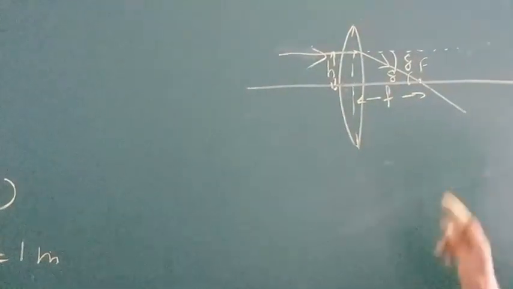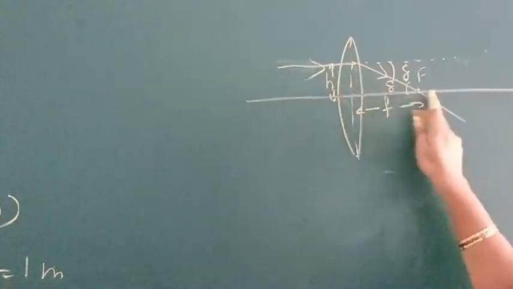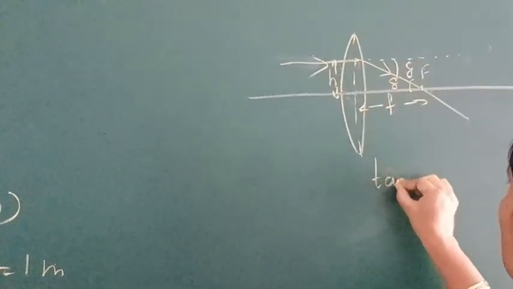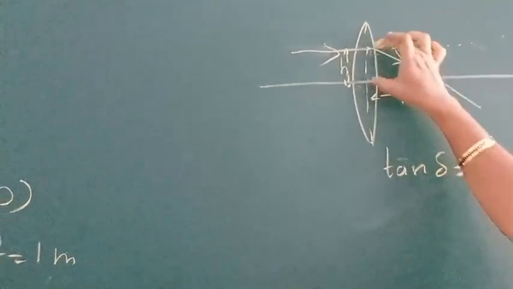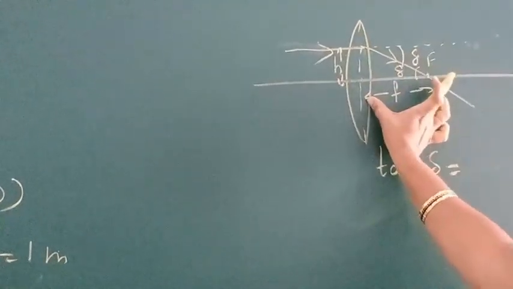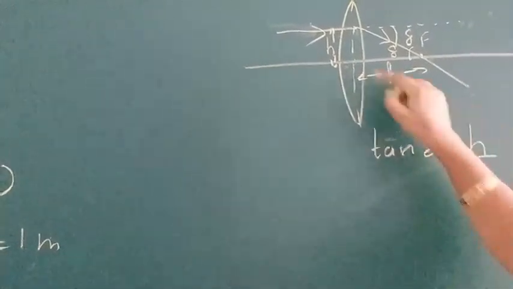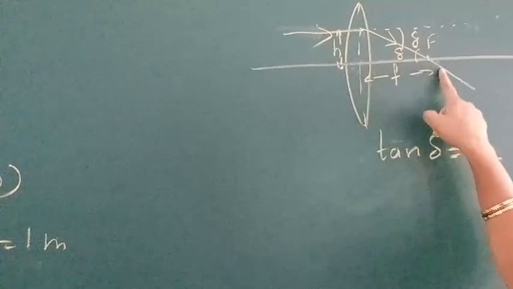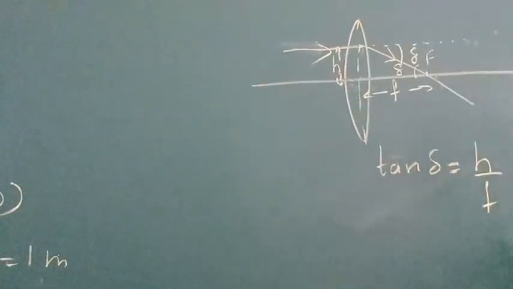Okay. So from this triangle, tangent of delta is equal to, what is tan theta? Tan theta is opposite by adjacent side. So the opposite side is h, and the adjacent side is f. So tan delta is equal to h by f.